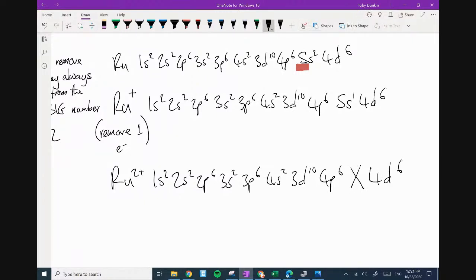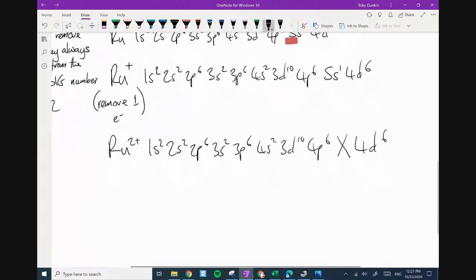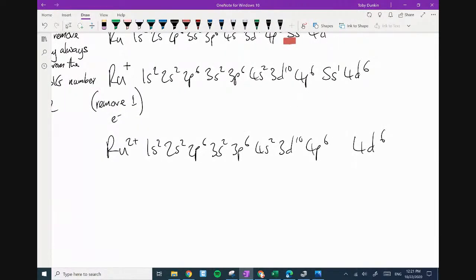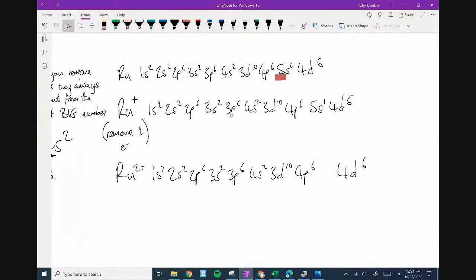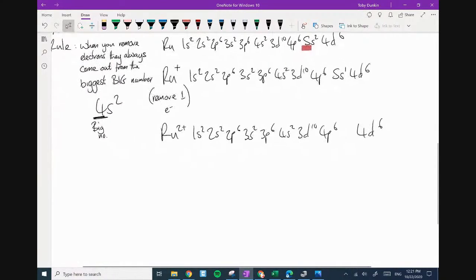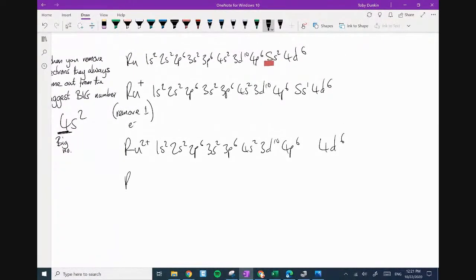4d6. And we're done. It's completely vanished. That 5s is gone. So we've removed it. So what would the next one be? Just for fun, ruthenium 3+. Yeah, 3+.